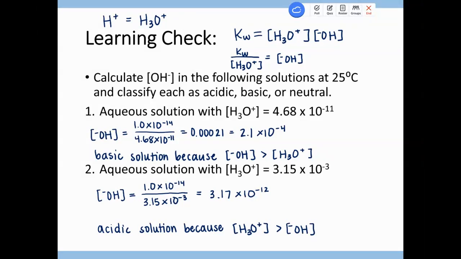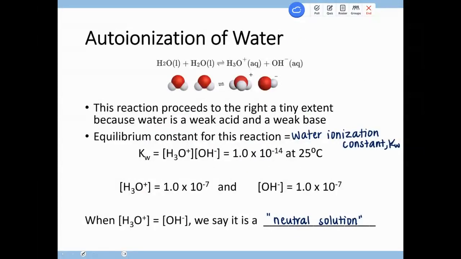Any questions about this problem or these? Yeah. What would the value need to be for it to be neutral? The value for it to be neutral would be they both have to be equal, and for Kw to fulfill that, it has to be 1.0 times 10 to the negative 14, then they are 1.0 times 10 to the negative 7 each. So that will be a neutral solution. So you could also always compare to this. If OH is higher than this, then it's basic. If H3O plus is higher than this, then it's acidic.